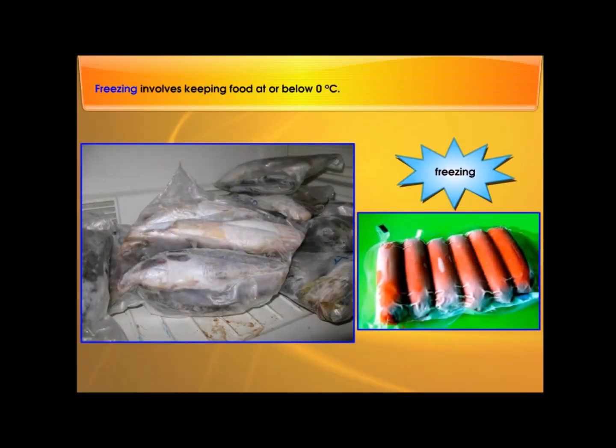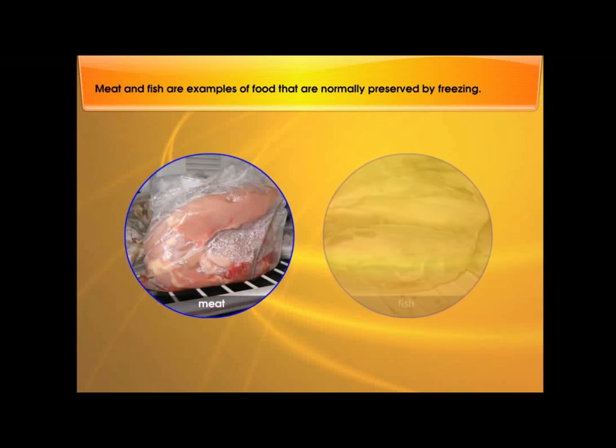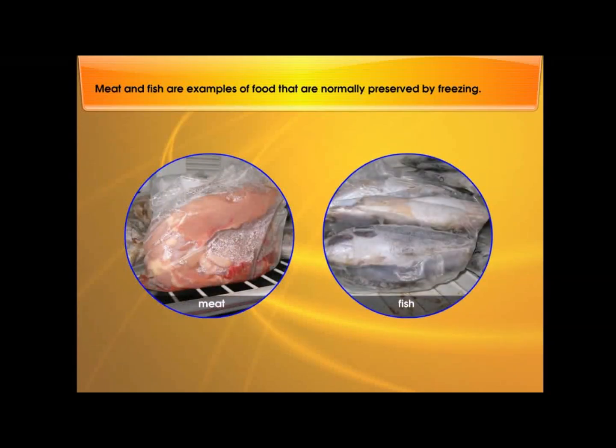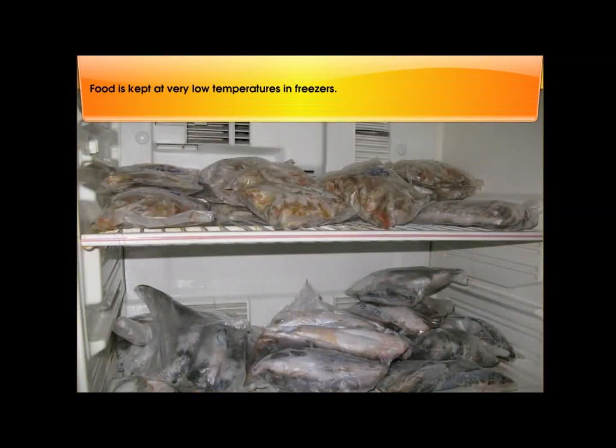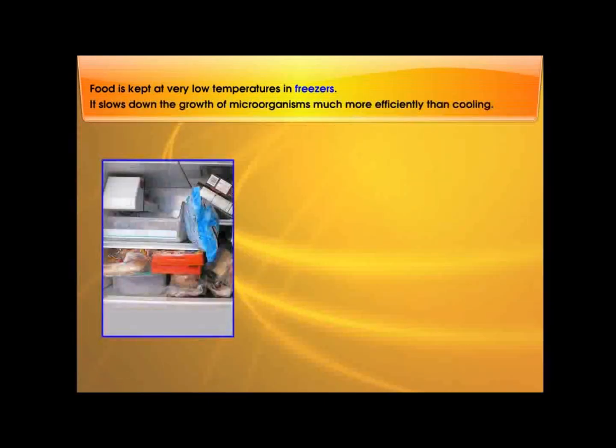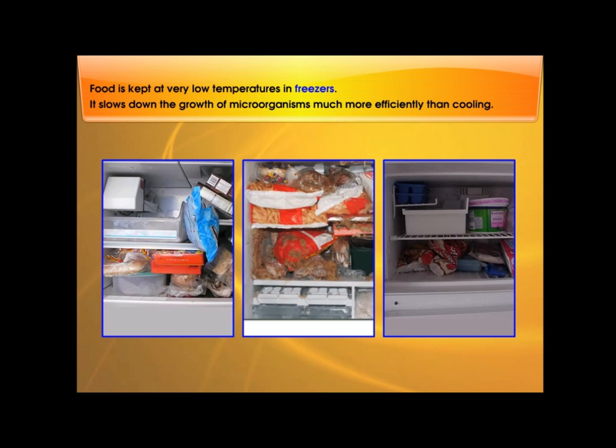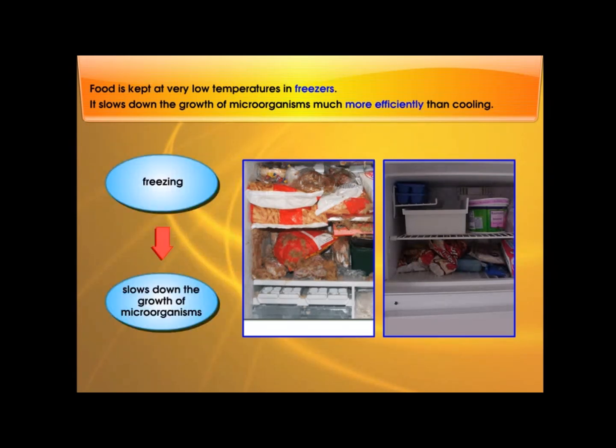Freezing involves keeping food at or below 0 degrees. Meat and fish are examples of food that are normally preserved by freezing. Food is kept at very low temperatures in freezers. It slows down the growth of microorganisms much more efficiently than cooling.